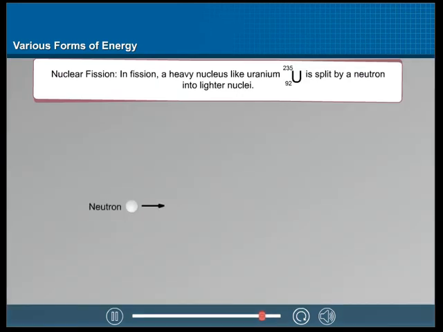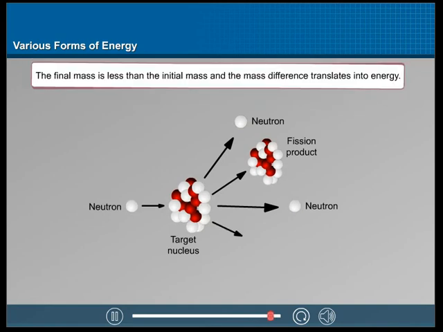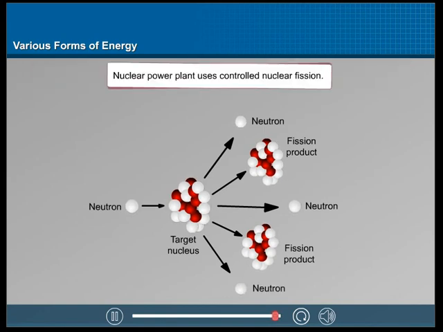Nuclear fission. In fission, a heavy nucleus like uranium-235 (92) is split by a neutron into lighter nuclei. The final mass is less than the initial mass and the mass difference translates into energy. Nuclear power plants use controlled nuclear fission.